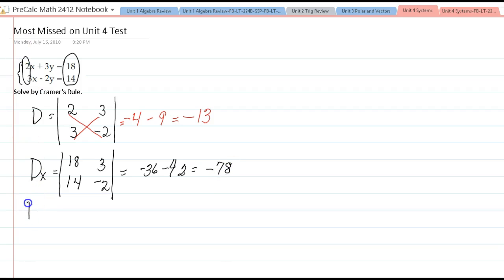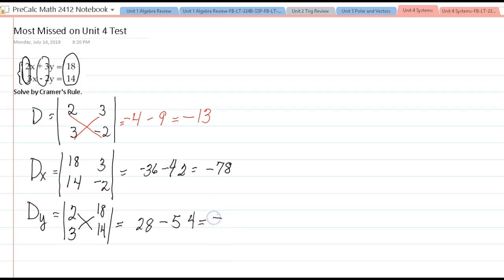And then last but not least, we're going to get our determinant of y, or Dy. So we're going to change these y values to 18 and 14, and keep the original x coefficients, which are 2 and 3. We take the determinant of these, so I get 28, that's multiplying these two, minus, and then I multiply these two and get 54. Then I subtract, and we can see I'm going to get a negative number, negative 26.